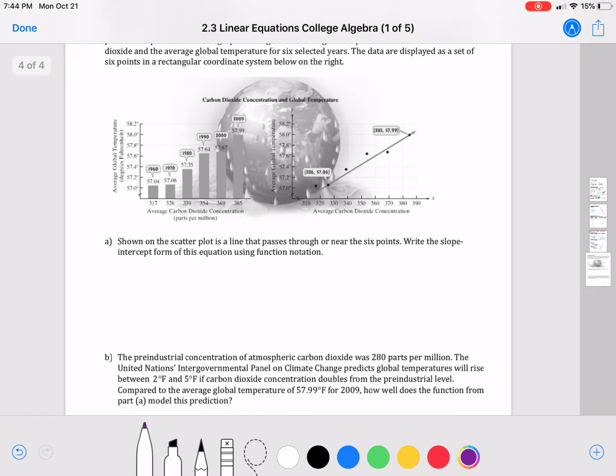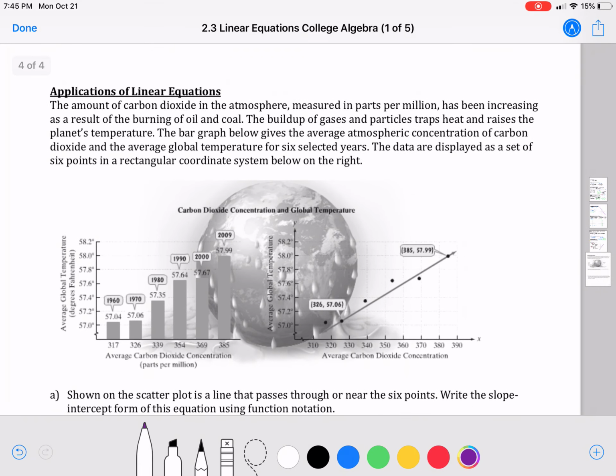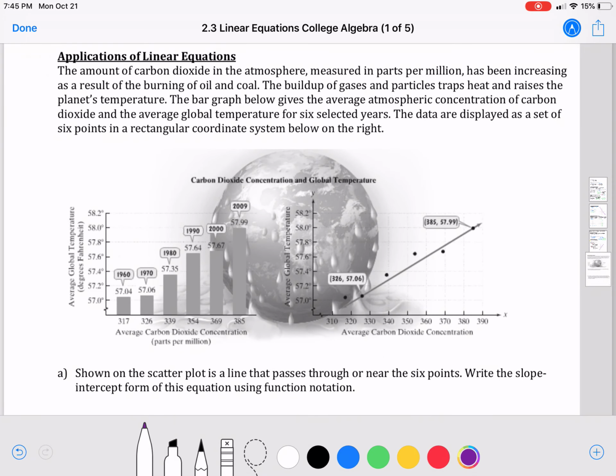So now let's apply it all to this problem. The amount of carbon dioxide in the atmosphere, measured in parts per million, has been increasing as a result of the burning of oil and coal. The buildup of gases and particles traps heat and raises the planet's temperature. The bar graph below gives the average atmospheric concentration of carbon dioxide and the average global temperature for 6 selected years. The data are displayed as a set of 6 points in a rectangular coordinate system below to the right.